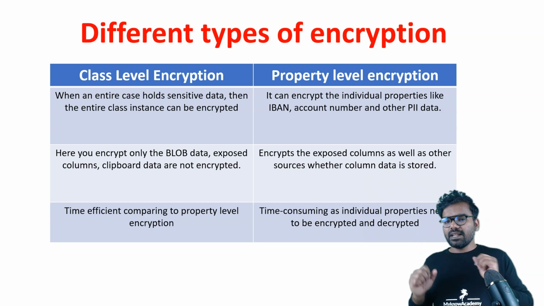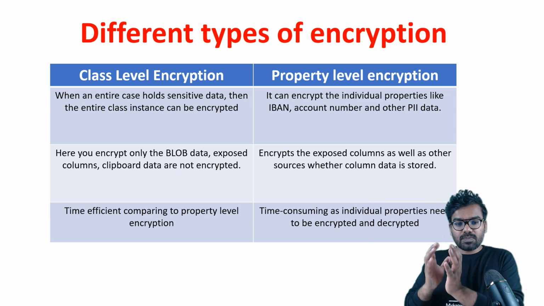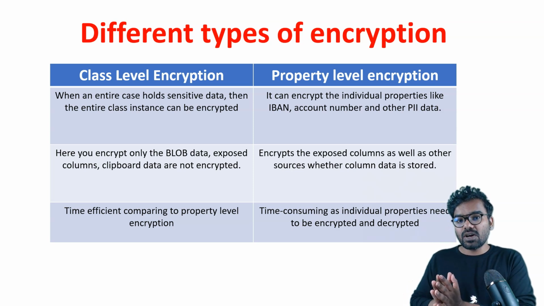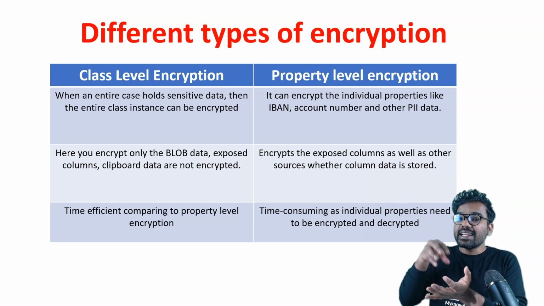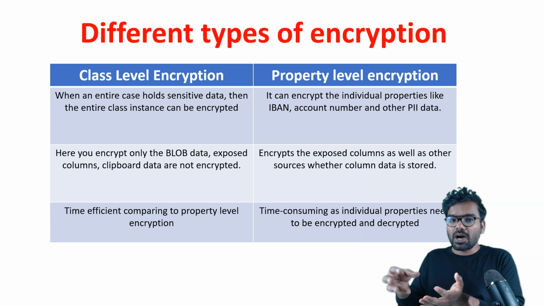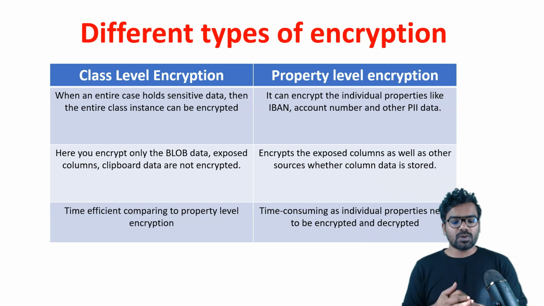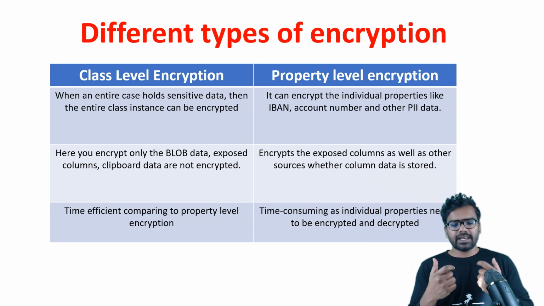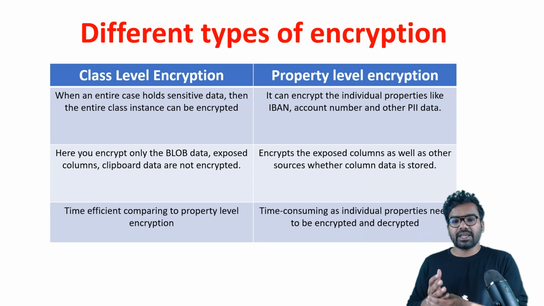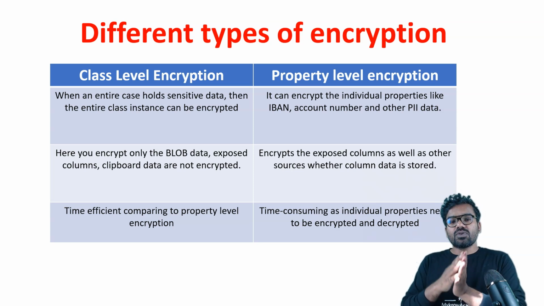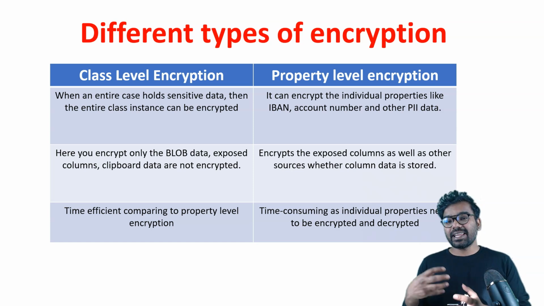But property level encryption can deal with the exposed column. It means if I expose the bank account number into a dedicated DB column, I can use property level encryption to also encrypt that column, not only on the blob, but also on the column. So property level encryption is like a high level of security for individual properties. But the drawback is, when you want to update a case, create a case, or open a case, it is going to encrypt and decrypt individual properties, right? If you have multiple properties, it can be really time consuming.